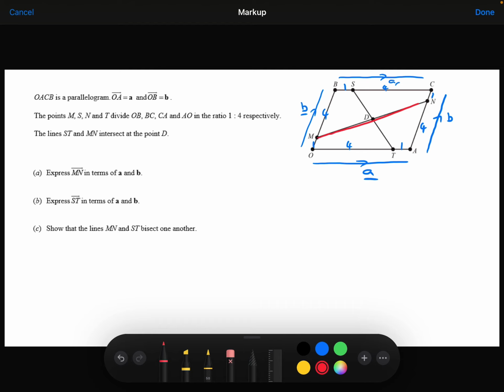So M to N is this, which I'm going to think of being the same as M to B plus B to C plus C to N. Now the M to B, that's going to be 4/5 of the vector B. The B to C is just vector A. And the C to N, that's 1/5 of B, but in the opposite direction. So it's going to be minus 1/5 of B.